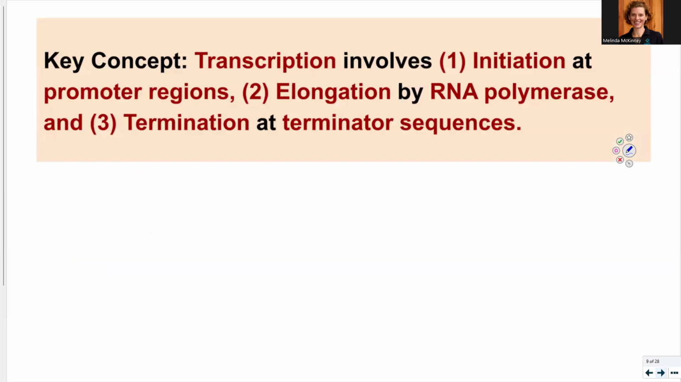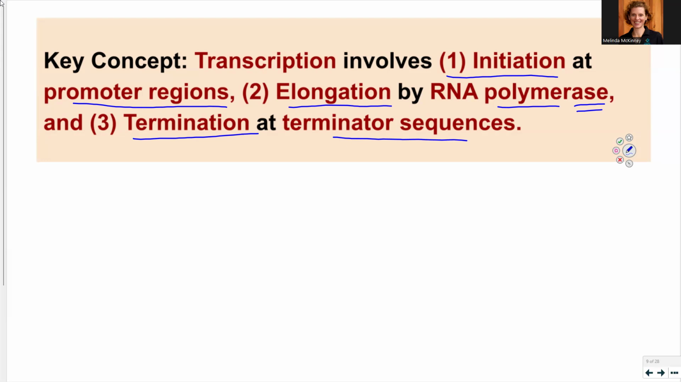So the main steps are initiation at regions called promoter regions on the DNA, elongation by the enzyme RNA polymerase. So again, a polymer is a long molecule made up of monomers. In this case, the polymer is RNA made up of lots of nucleotides. And then the termination sequence is going to be where the process stops.